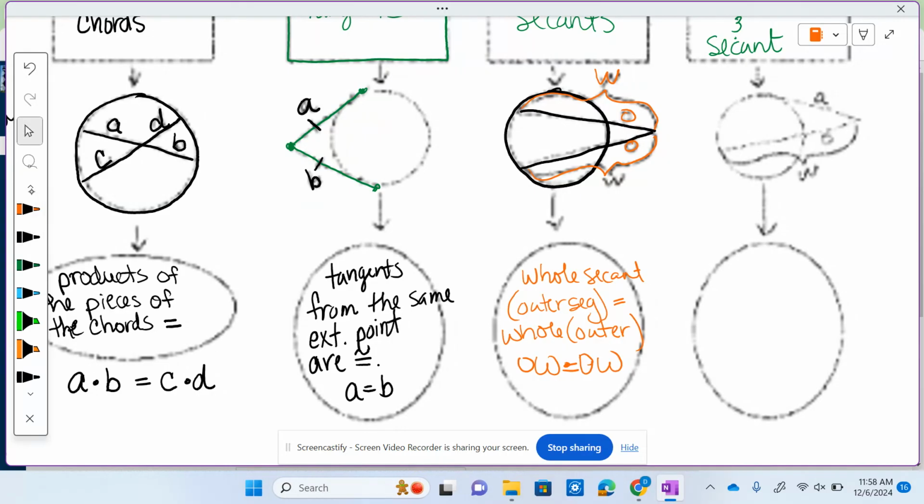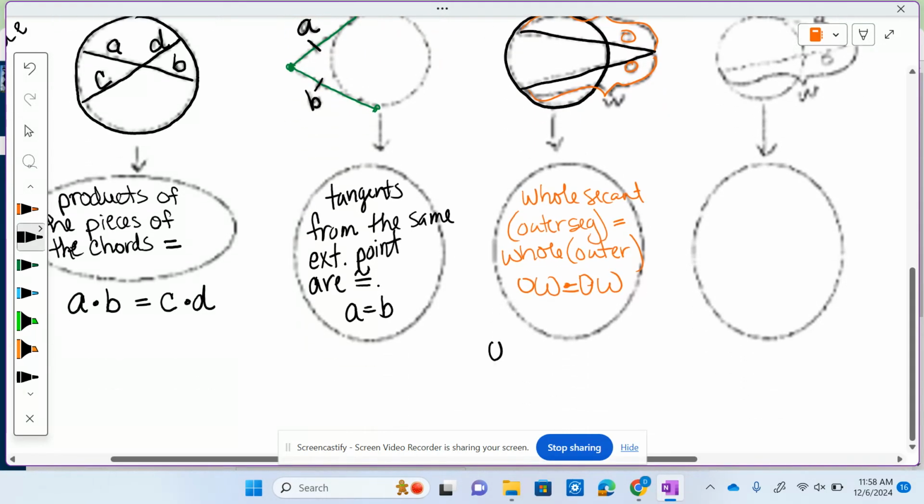That's how I should have written that. Outer times the whole equals the outer times the whole. That's really how I should have written that. That would have been much more concise.